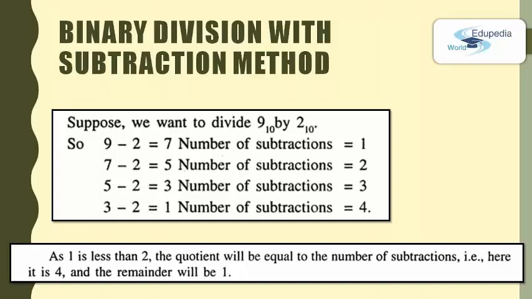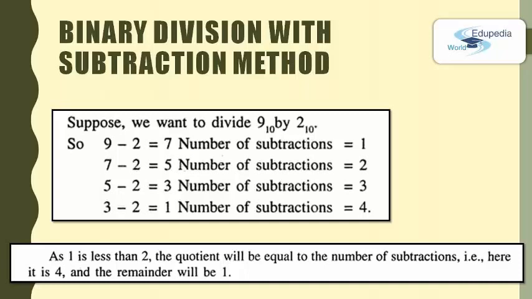In the third subtraction, we take the 5 and reduce 2 from it, the answer is 3. In the fourth subtraction, we take the 3 and reduce 2 from it, the answer is 1. And we stop right there, because 1 is lesser than 2. And this 1 is the remainder.